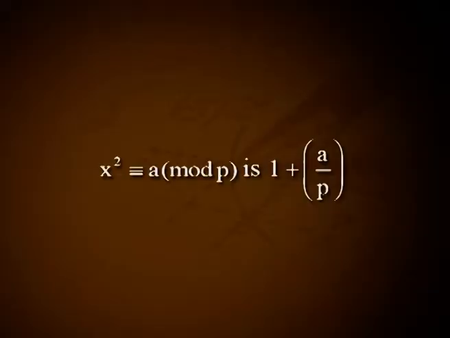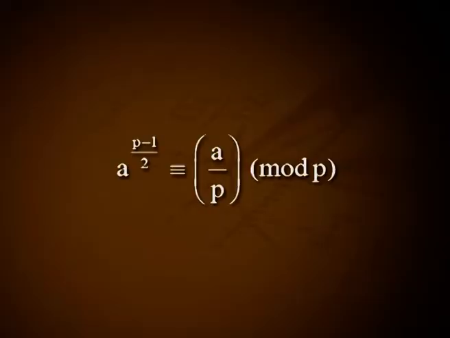Remark. 1. The Legendre symbol a by p is not a fraction within parentheses. It says the number of solutions of x squared congruent to a mod p is 1 plus the Legendre symbol a by p. 2. Euler's criterion can be stated as: if p is an odd prime and a an integer coprime to p, then a raised to (p minus 1) by 2 is congruent to the Legendre symbol a by p mod p.